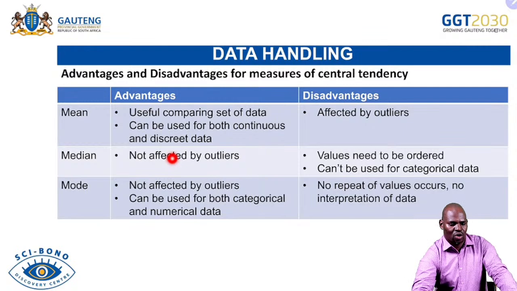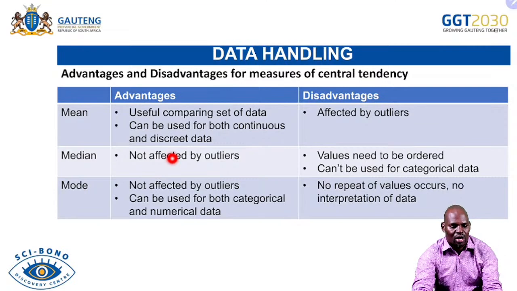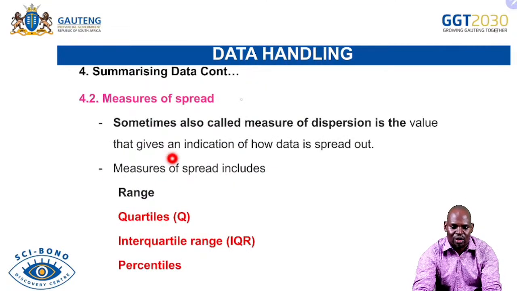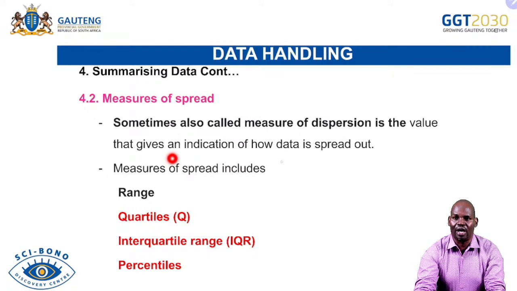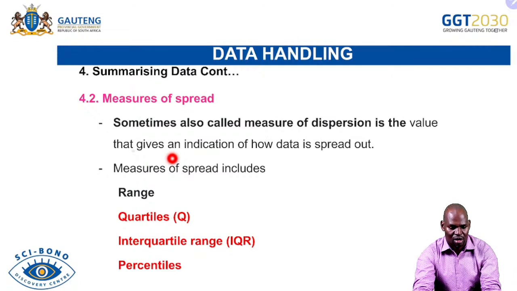Okay, then we're now going to look at measure of spread. Now measure of spread, sometimes they call it measure of dispersion, is the value that gives an indication of how data is spread out. Okay, you must just remember spread. The value that gives an indication of how data is spread out. Okay, like measures of central tendency, in this case measures of spread, we look at the following. We look at range, we look at quartiles, we look at interquartile range, and we also look at percentiles.